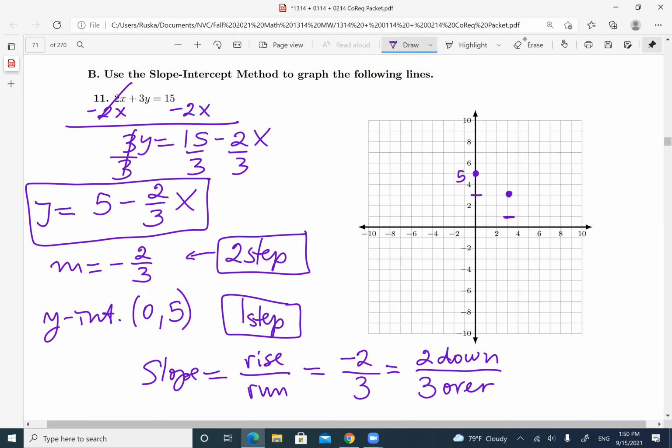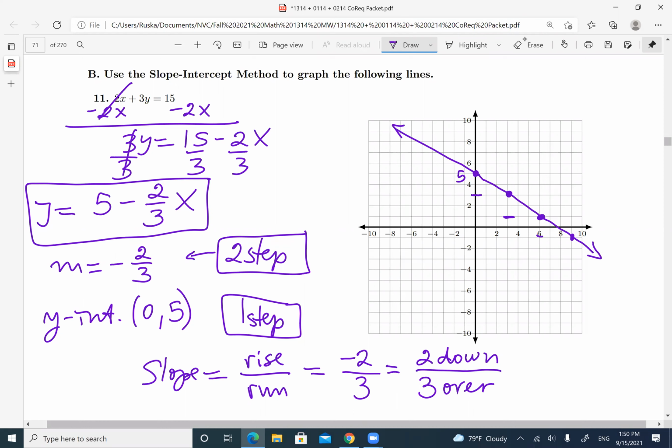So you're listening. Good job. And then if you want, you can go more. 2 and 3. So pretty much you need 2 points, but if you want, you can do a few more just to be easier for you to graph. And this is how the line looks.